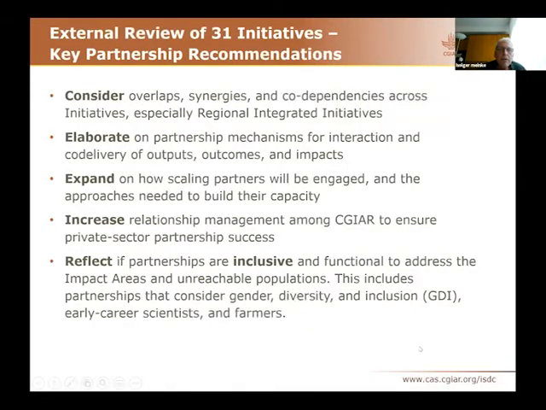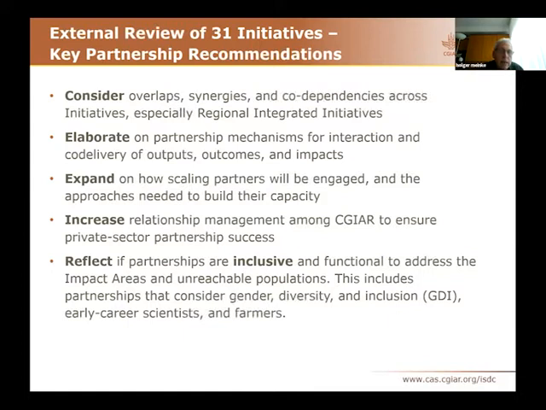So the external components of key partnerships was something that we commented on. And there are 5 points that I want to highlight particularly. What we recommended after looking at all of those initiatives was that the OneCGIAR needs to consider the overlaps, the synergies, and the codependencies across the various initiatives, and particularly with those regional integrated initiatives that I mentioned earlier. They should elaborate on partnership mechanisms for interaction and co-delivery of the outputs, the outcomes, and the impacts.